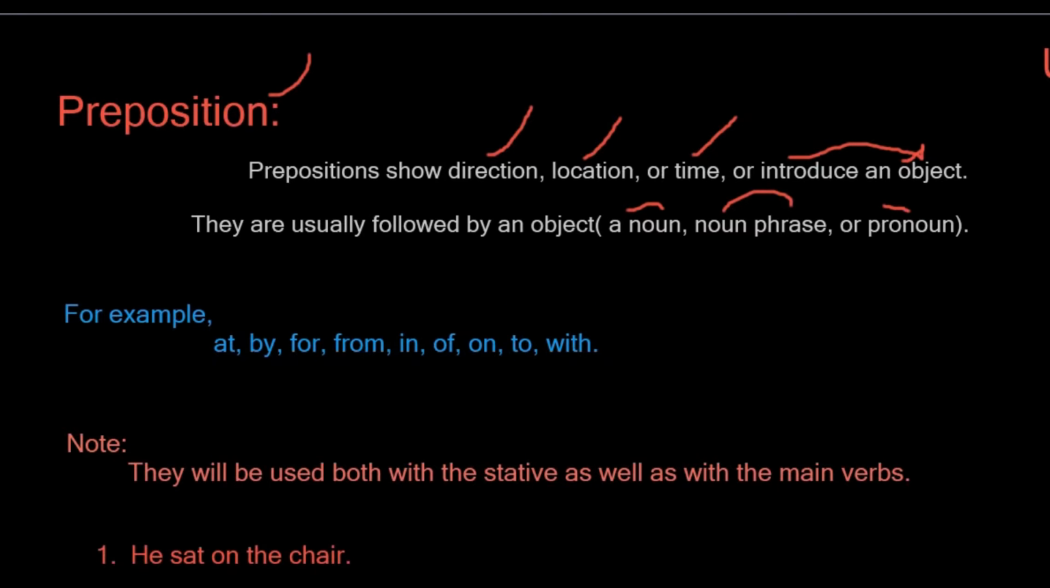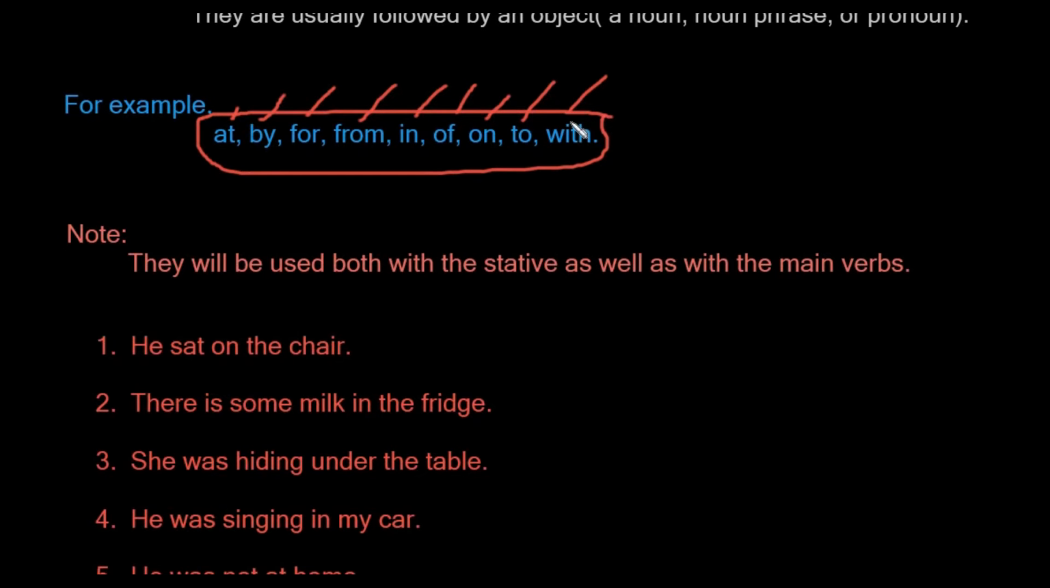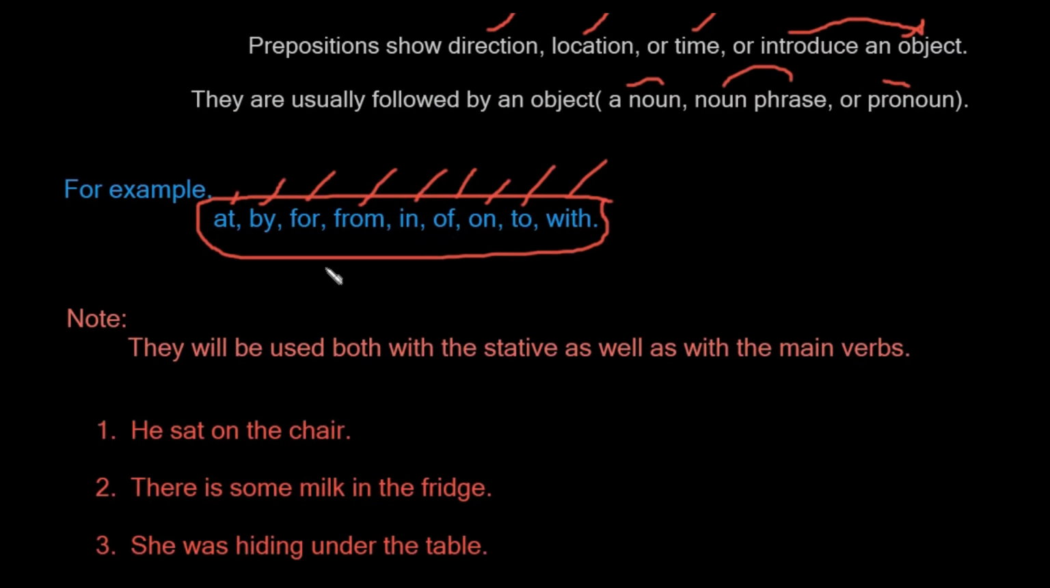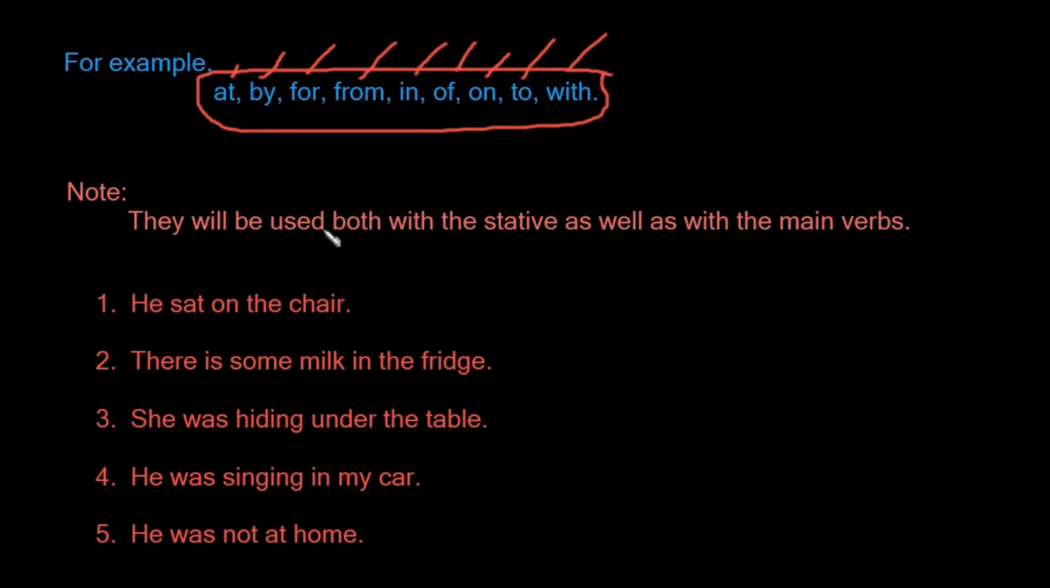For example, we have the preposition at, then by, for, from, in, of, on, to, with. These are the prepositions that are mostly used in conversation or in writing or anywhere that you can find. So these are very important prepositions. Note they will be used both with the stative verbs as well as with the main verbs.